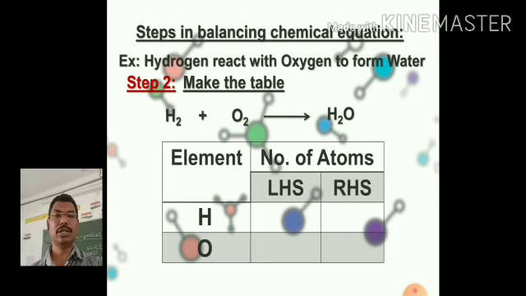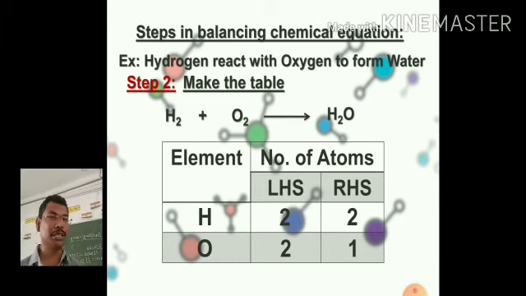By counting, you will get 2 hydrogen atoms on the left hand side and 2 on the right hand side. Hydrogens are balanced. Okay, now let us go with the oxygen. So count the number of oxygen atoms on the left hand side. O2 means there are 2. But on the RHS, it is only 1 because H2O involves only 1 oxygen.